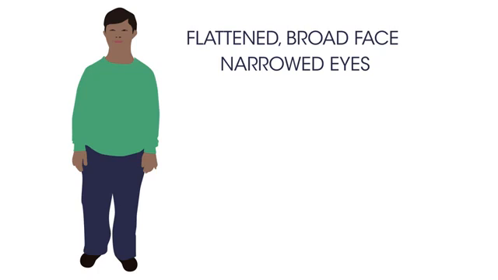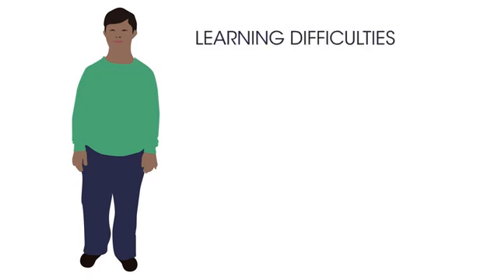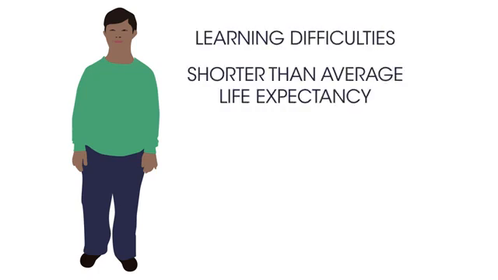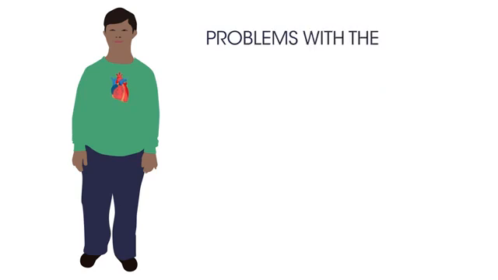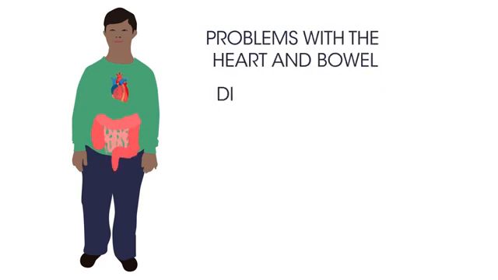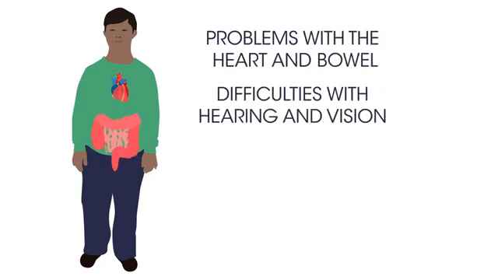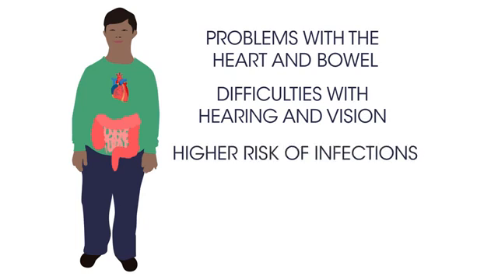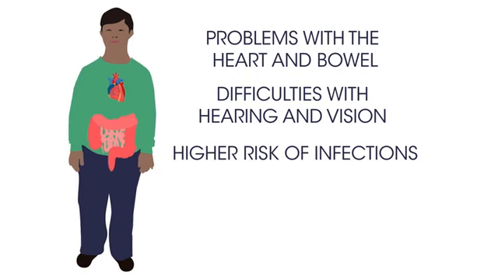People with Down syndrome may have a lower than average IQ and a shorter than average life expectancy. Some conditions more common in people with Down syndrome include problems with the heart and bowel, difficulties with hearing and vision, and a higher risk of infections. However, everybody who has Down syndrome may be affected in different ways.